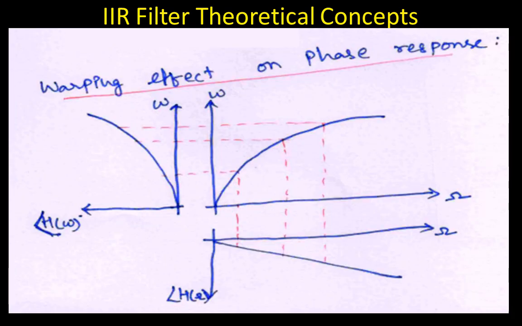Similarly, the warping effect with respect to phase response is also given. When the phase response of an analog filter is converted into a digital filter, its corresponding phase response, which is a straight line in the analog domain, is converted into a curved line in the digital domain. So this is what we call the warping effect.